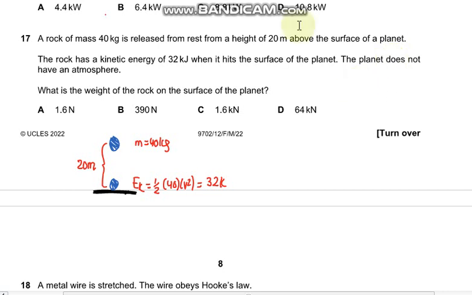Hello, so this is your physics, and let's start with question number 17. The question says that a mass of 40 kg is being released from a height of 20 meters. The mass is 40 kg. When the rock hits the surface, it has kinetic energy of 32 kilojoules. What is the weight of the rock?